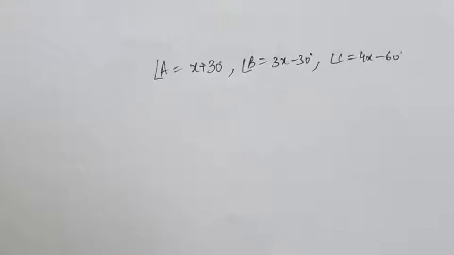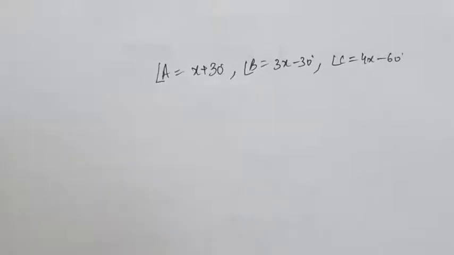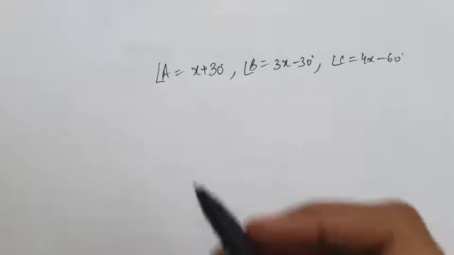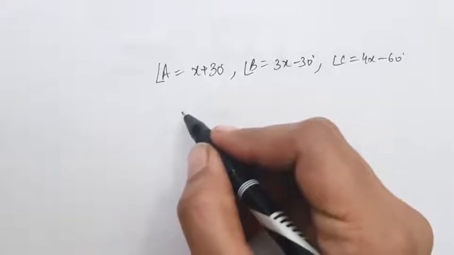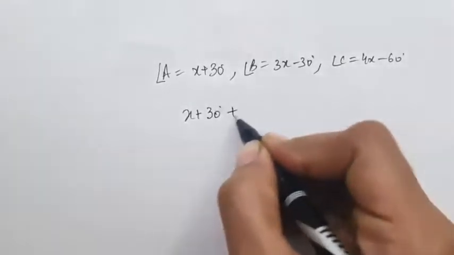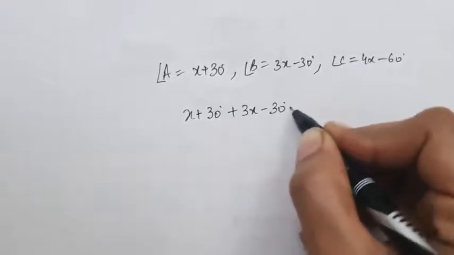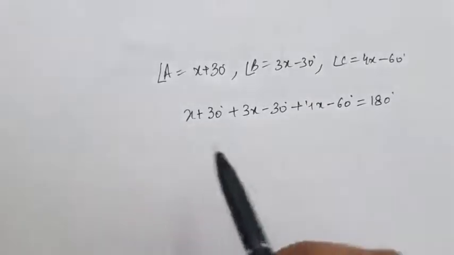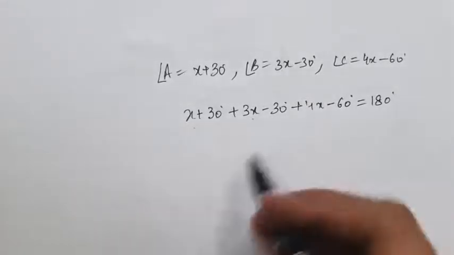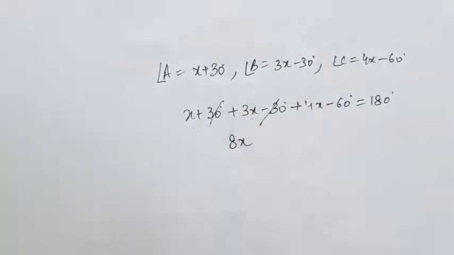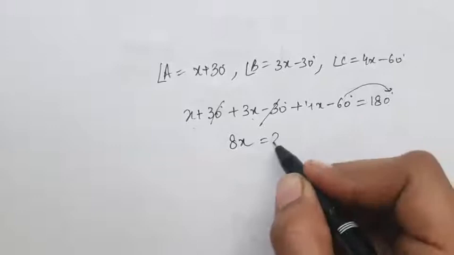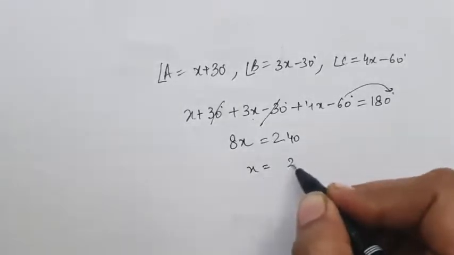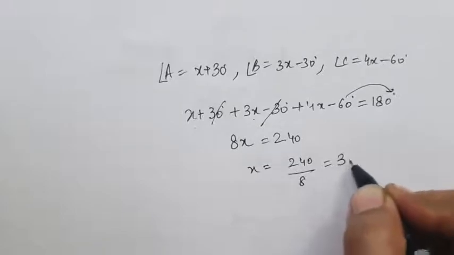In the next question, we have been given three angles, angle A, B and C, and we have to show that triangle ABC is an equilateral triangle. For the triangle to be equilateral, all the angles should be 60 degrees. So let us check. Since this is a triangle, the sum of all angles will be equal to 180 degrees. 4x minus 60 equals 180 degrees. We get x plus 3x plus 4x, that is 8x. Cancel. Shift it, 240. So x we got is 240 upon 8, that is 30 degrees.